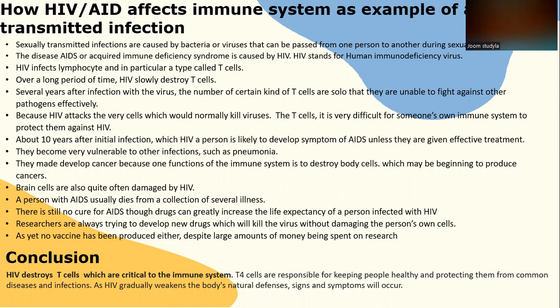As a conclusion, HIV destroys T cells, which are critical to the human immune system. T4 cells are responsible for keeping people healthy and protecting them from common diseases and infections. As HIV gradually weakens the body's natural defense, signs and symptoms will occur.